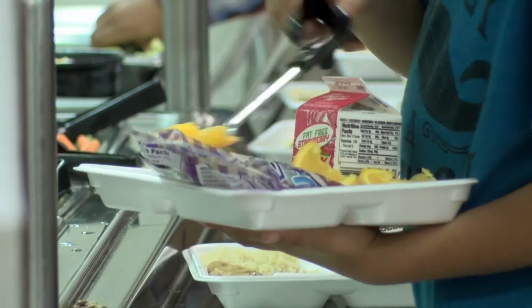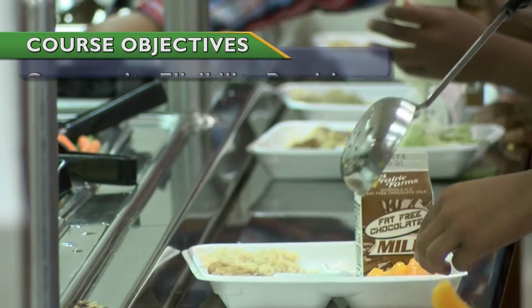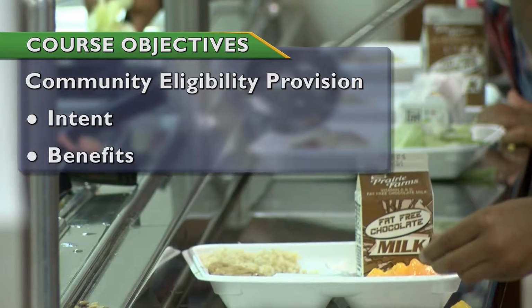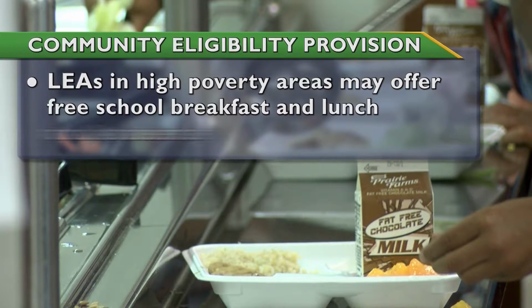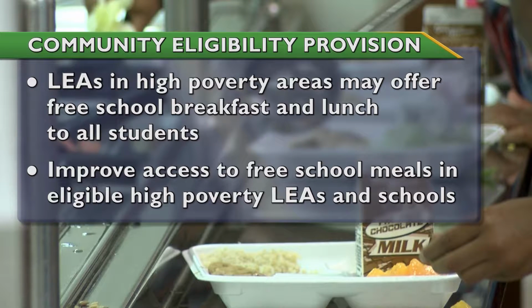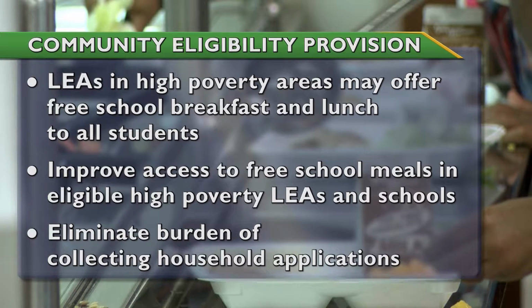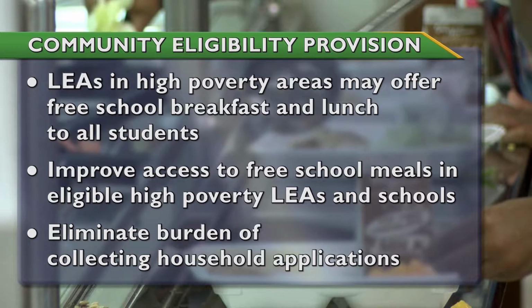In this module, participants will learn the intent, benefits, and requirements for implementing the Community Eligibility Provision. The Community Eligibility Provision, or CEP, allows local education agencies in high-poverty areas to offer free school breakfast and lunch to all students. The Community Eligibility Provision is intended to improve access to free school meals in eligible high-poverty LEAs and schools, and to eliminate the administrative burden of collecting household applications.